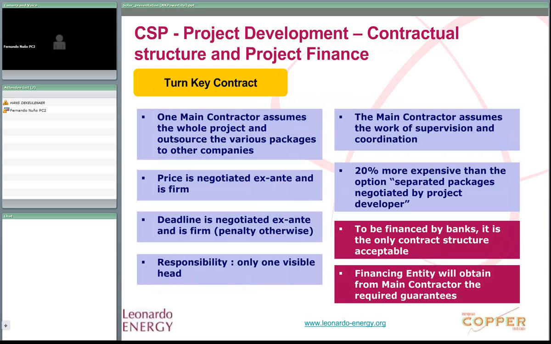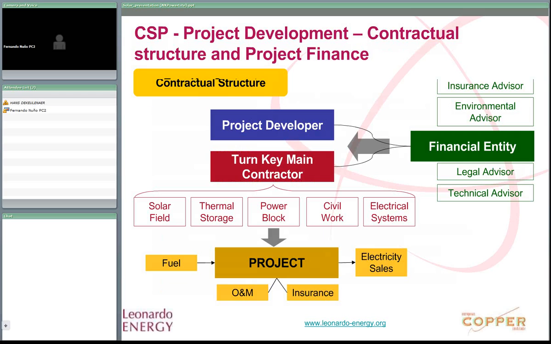Regarding responsibility, there will be only one visible head, which is the main contractor. This kind of contract is on average 20% more expensive than the option of separated packages negotiated by the project developer. But to be financed by banks, it is the only acceptable contract structure. The financing entity will obtain the required guarantees from the main contractor. So the contractual structure when there is project finance is as follows.